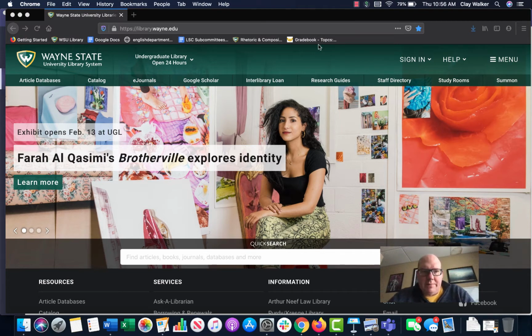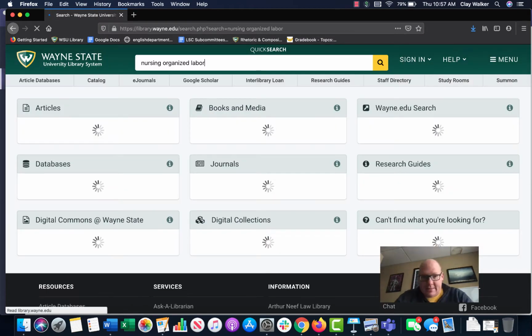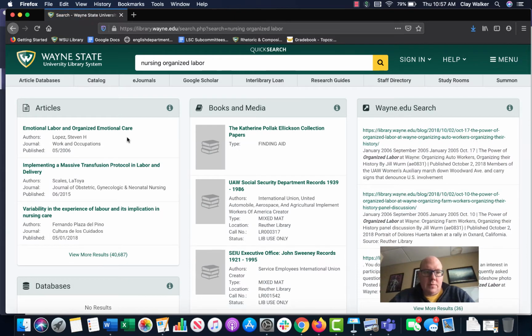Just want to talk a little bit about looking at articles in preparation for Project 2 and Project 3. So I've got the Wayne State Library page up here, and I'm going to do a quick search. So let's say my research question is, maybe that's like a nursing question: how has organized labor affected the practice of nursing, if at all? So I'm going to take some of my key terms here: nursing and organized labor. See what happens. I haven't tried this yet, so I'm going to go to articles.